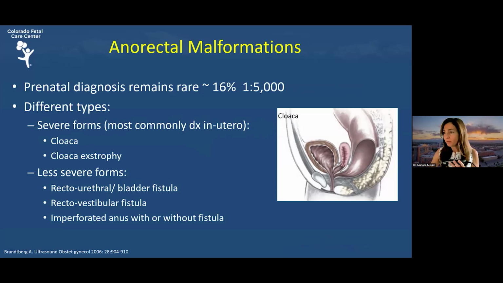So we heard from Trevor a very nice talk about some of these anorectal malformations. Just so you know, prenatal diagnosis of anorectal malformations is very rare and is very difficult. Most of the diagnoses in utero are those severe anorectal malformations. So approximately 16% or 1 in 5,000 are diagnosed. And these involve the severe forms such as cloacal or cloacal exstrophy, while other forms are less easily identified. And I think this 16% only catches those that are severe and easy to identify. So we're certainly missing to diagnose quite a bit of them.